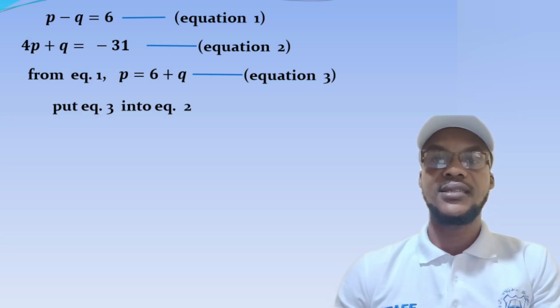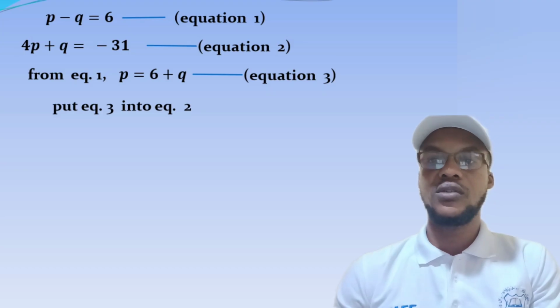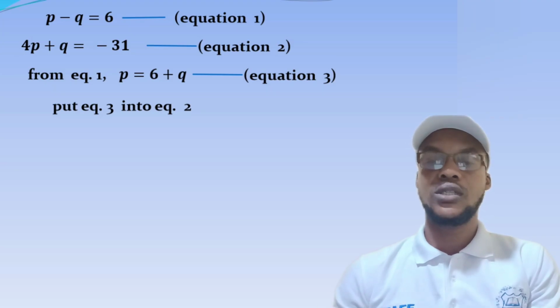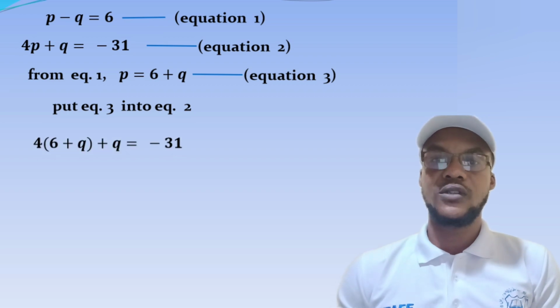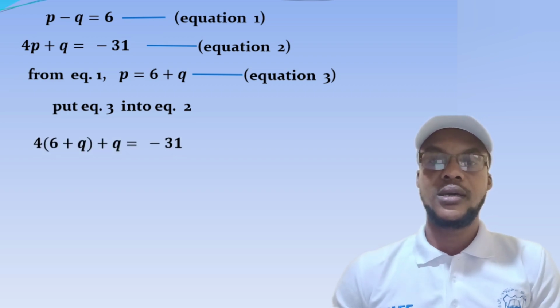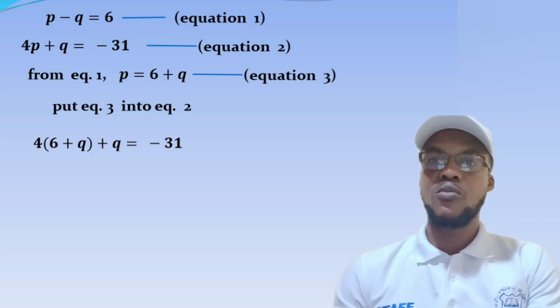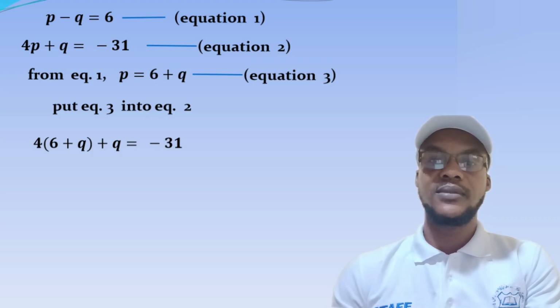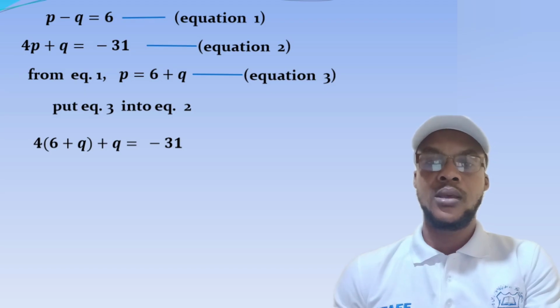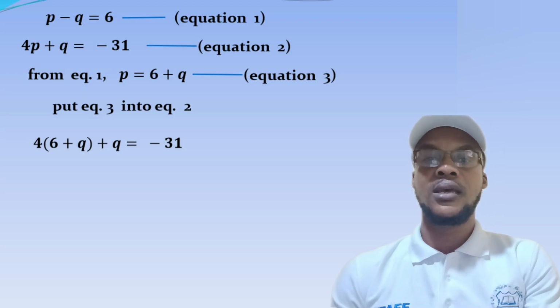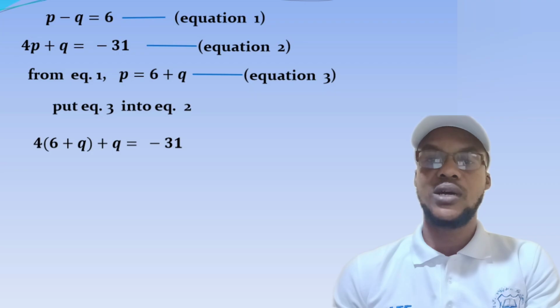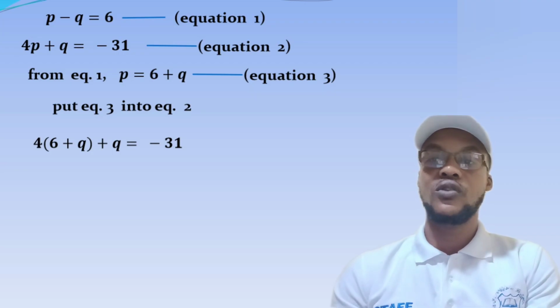That means wherever I see P in equation 2, I'm going to put equation 3 there. So I'm going to put 6 plus Q there. That is the process of the substitution method. So I can write 4 multiplying the expression 6 plus Q, plus Q again, which is equal to 31.